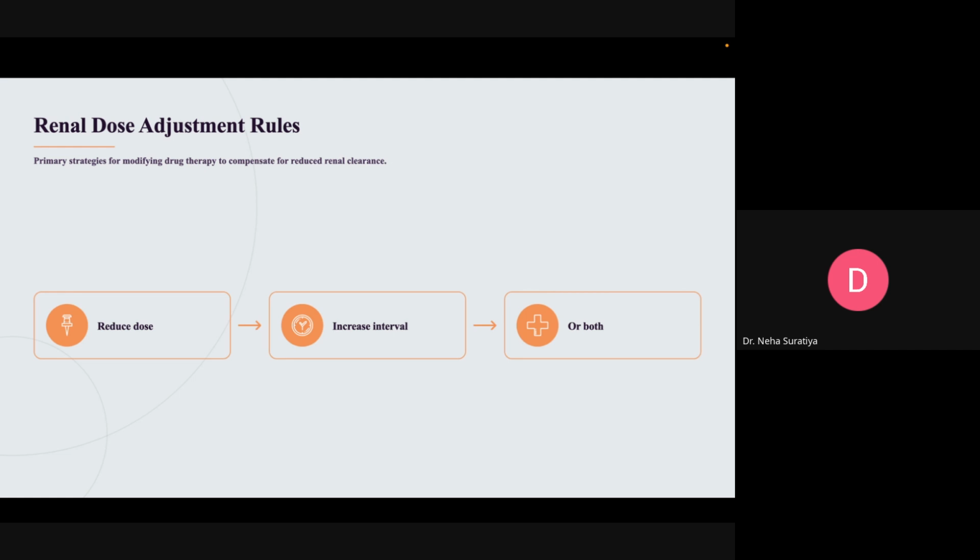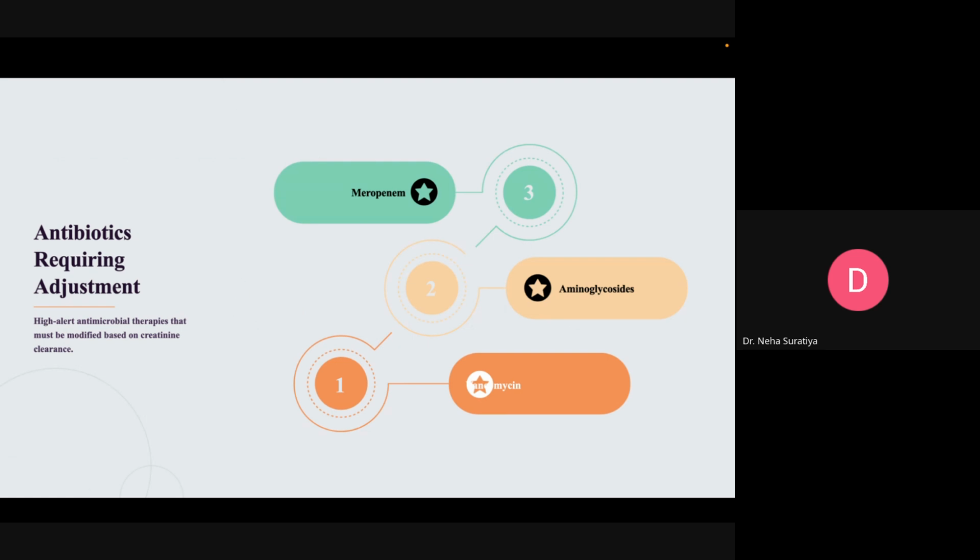Okay, so this is again an important slide to understand. Now, you need to understand antibiotics requiring adjustment, guys. I have some very important antibiotics for you to discuss. This slide highlights some high alert antibiotics that must never be given blindly. We need to calculate everything related to this. Some high alert antimicrobial therapies you can consider are meropenem, aminoglycosides, and vancomycin, that must be modified based on your creatinine clearance, whatever you are getting from the Cockcroft-Gault formula, right?